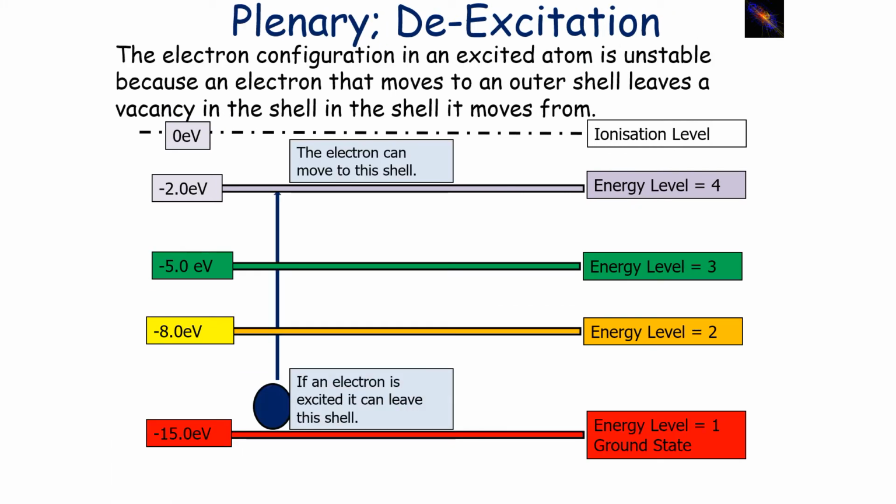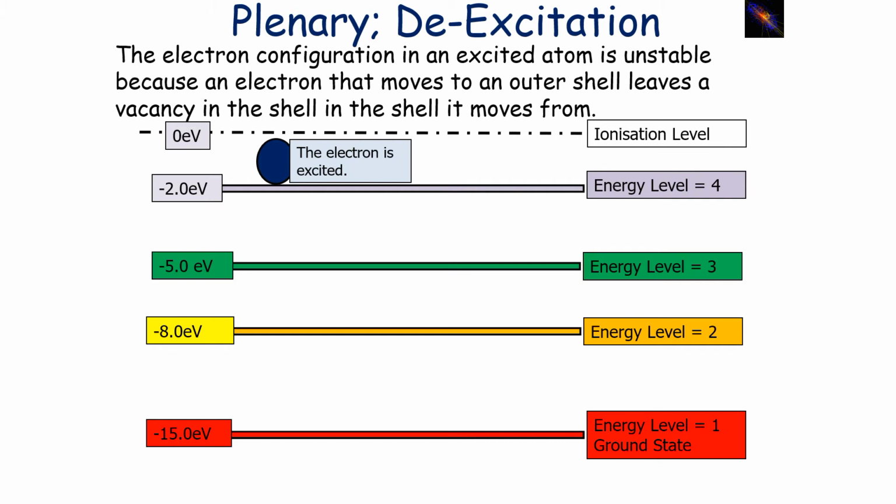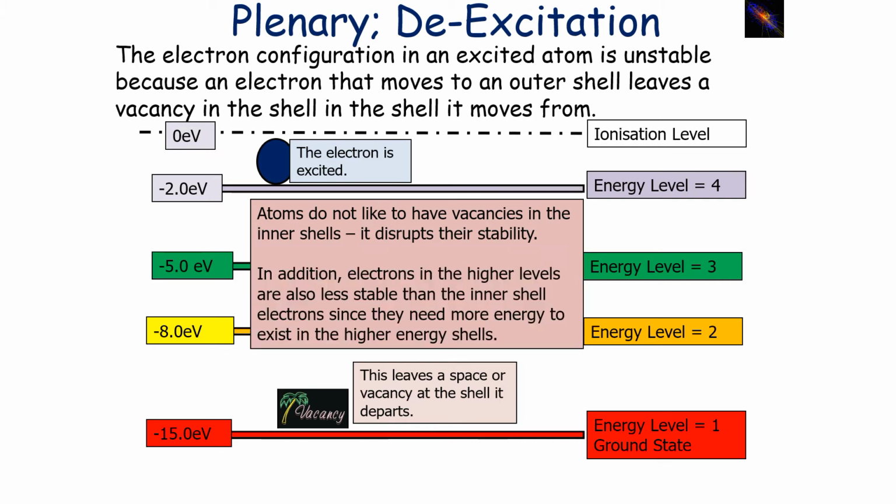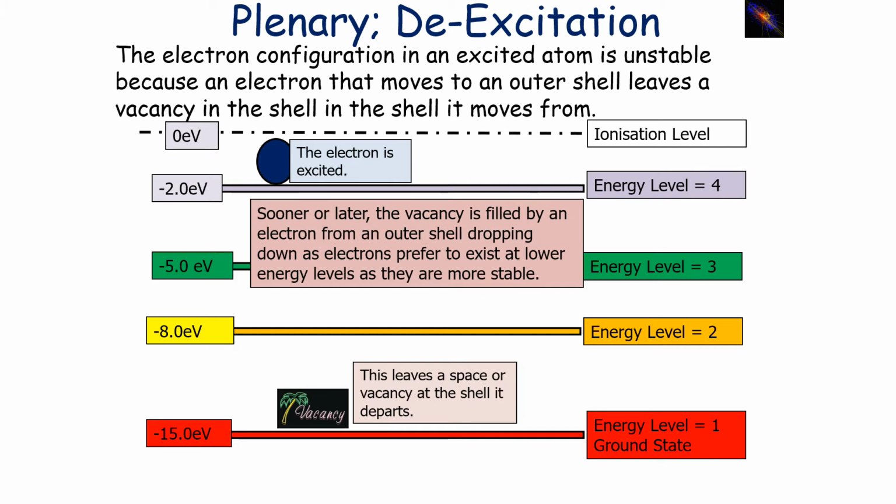Now it's important to note that an electron is excited when it can leave a shell and move to a higher shell, such as in this example, but if it does so, it then leaves a space or vacancy at the shell it departs. So atoms don't like to have vacancies in their inner shells. It disrupts their stability, and in addition, the electrons in the higher levels are less stable than the inner shell electrons, as they need more energy to exist in these levels. So sooner or later, the vacancy is filled by an electron from an outer shell dropping down, as the electrons prefer to exist at lower energy levels as they are more stable.